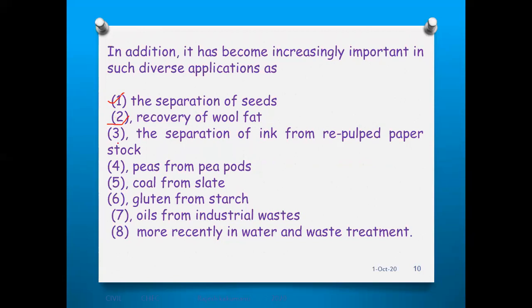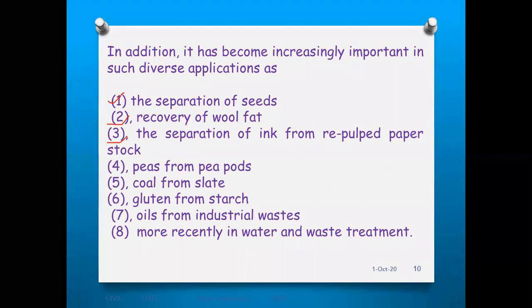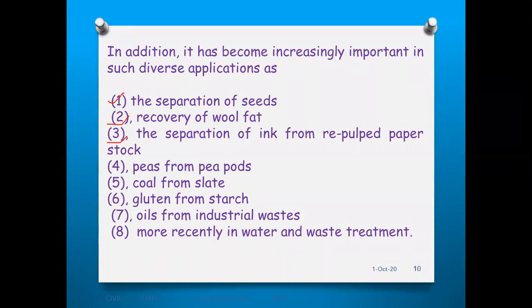Next, third one, the separation of ink from repulped paper stock. So before water treatment, these are the applications which are used commercially. In agro-based industries, the second one is from animal husbandry, that is the removal of wool fat from the sheep.